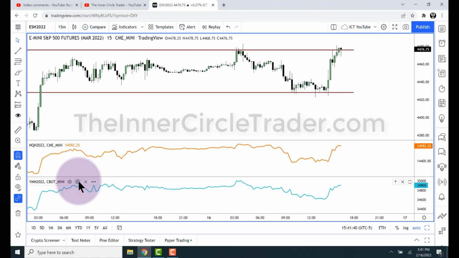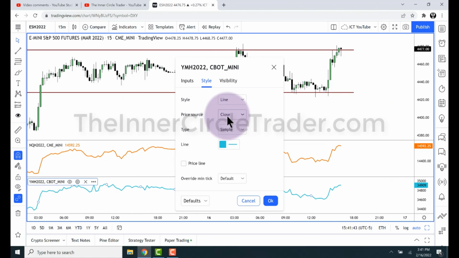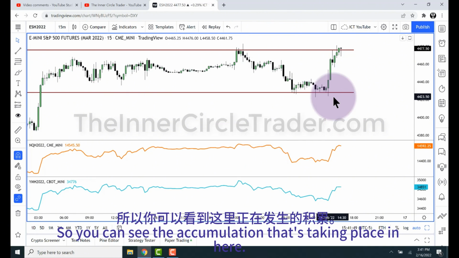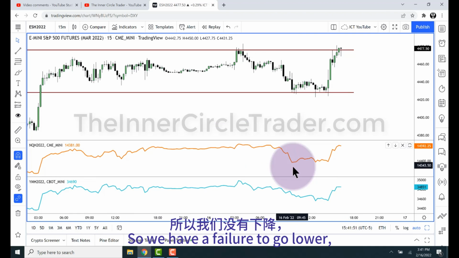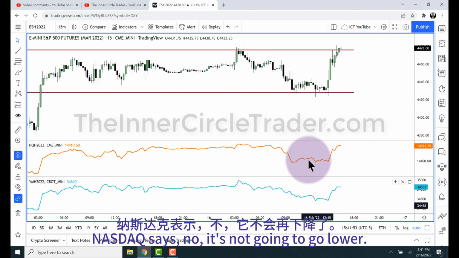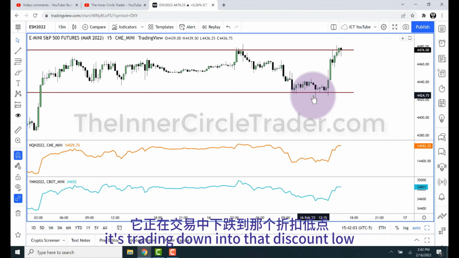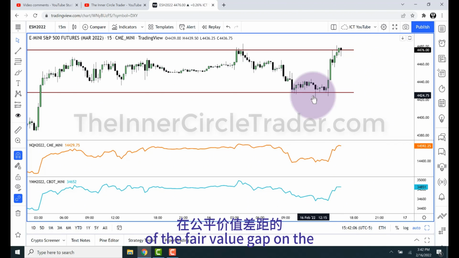And plot this on the low. Okay, so you can see the accumulation that's taking place in here. We have a failure to go lower on Dow. NASDAQ says no, it's not going to go lower, and the S&P does go lower. At the same time, it's trading down into that discount low of the fair value gap on the daily chart.